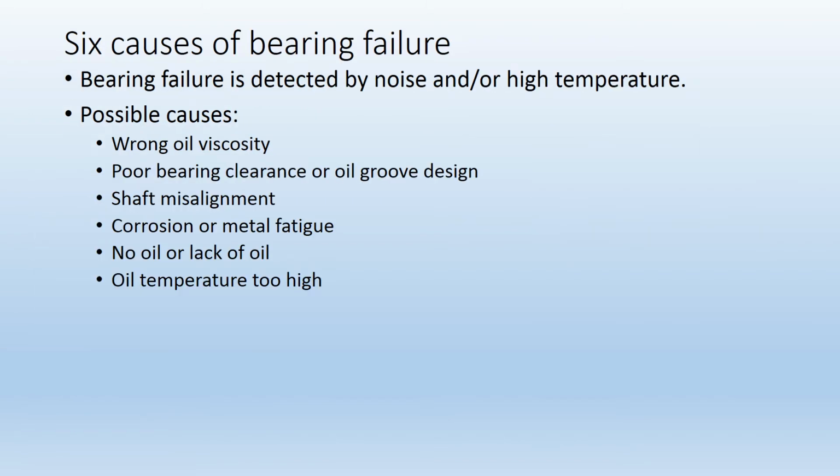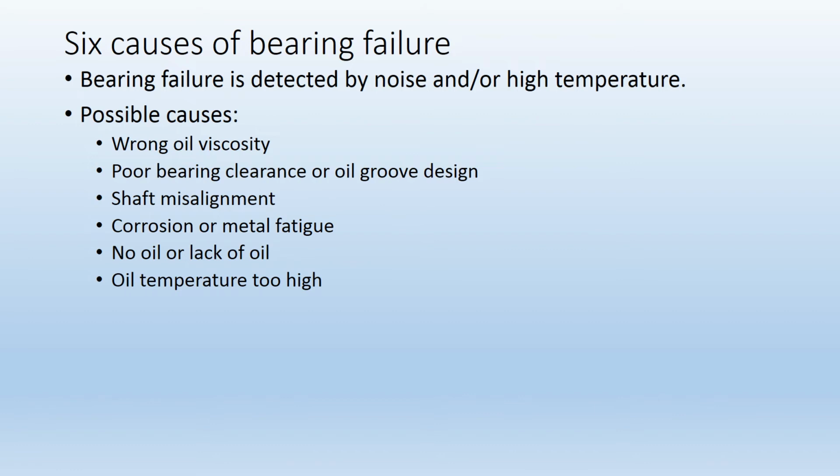In a plant, when the operators are checking equipment, they're checking for changes in sound or noise and temperature. And those are the clues of the health of bearings. Are they noisy or are they starting to run hot? So 6 of the possible causes of bearing failure are using the wrong viscosity oil. Viscosity might be too high or too low.